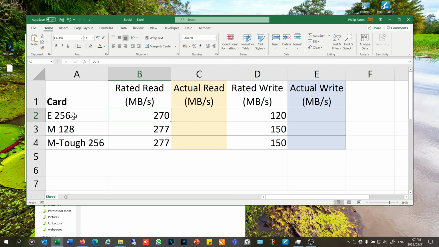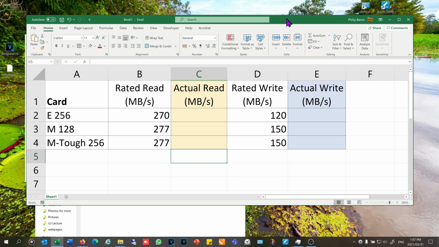Right, so I've created a little table here. I've got the three cards, E256GB, the M128GB, and the MTUF 256. This is the rated specification, so the E should be able to get to 270 megabytes per second when I'm doing the read test, and the write test should be able to get 120 megabytes per second. Right, the M series, you can see it has the same specifications.